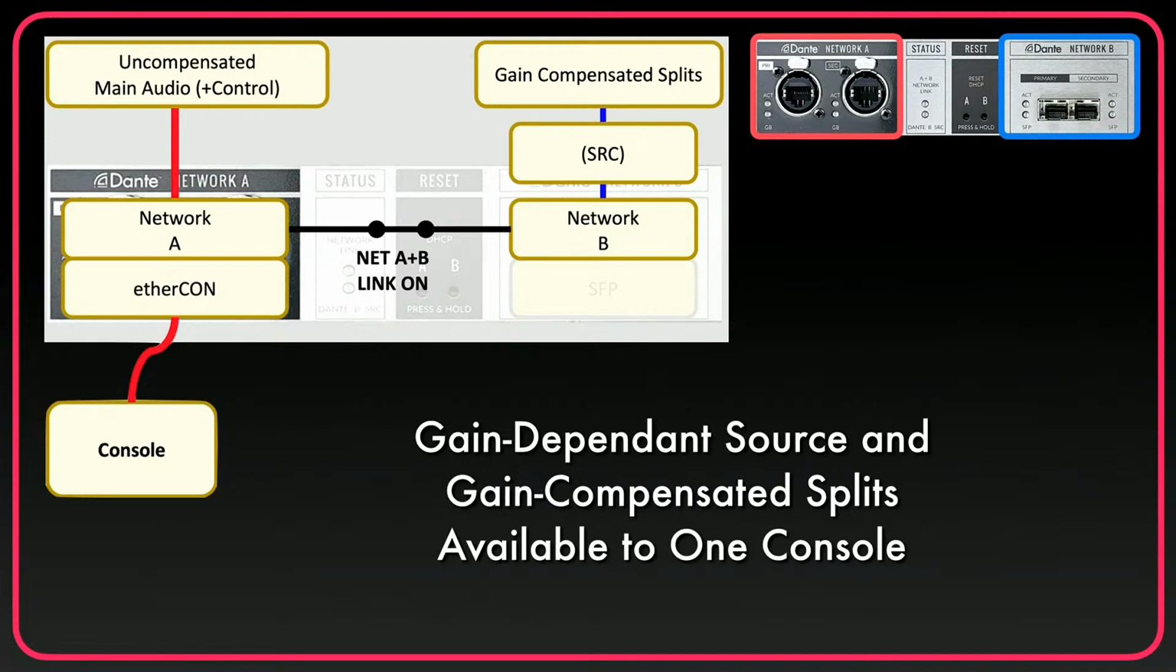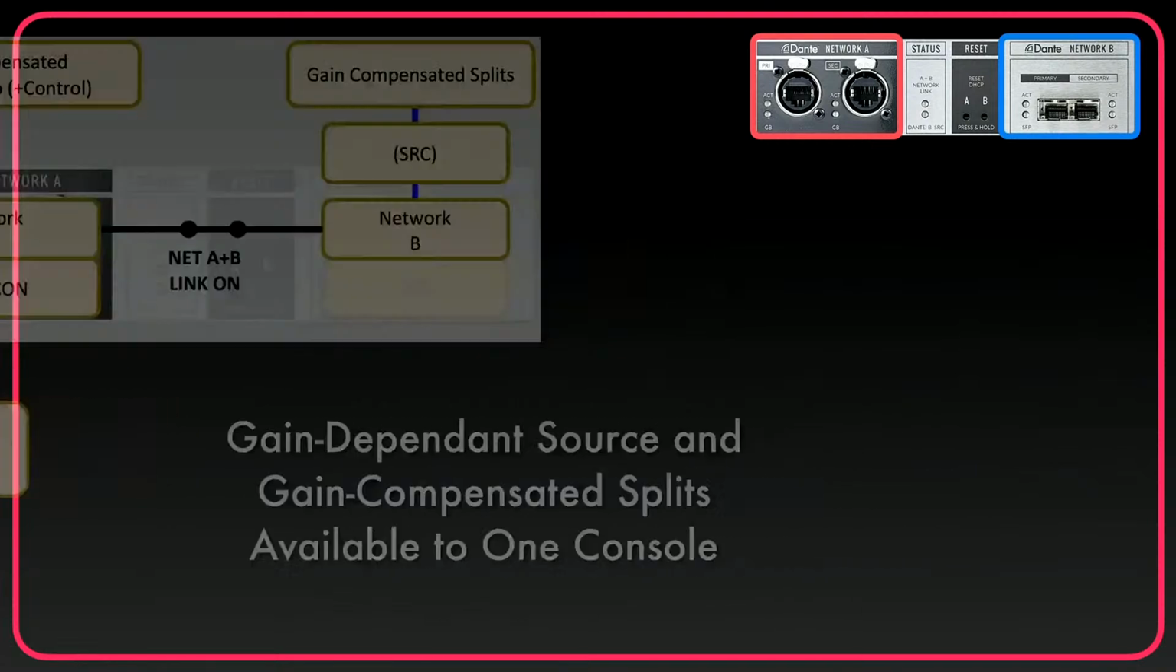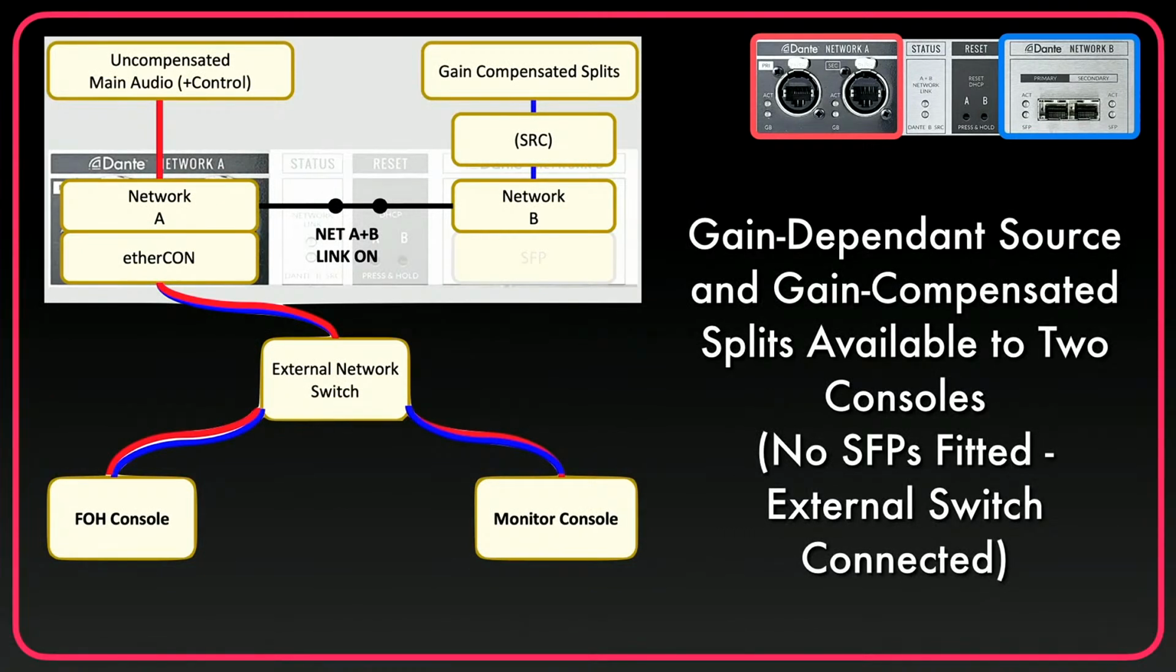So you can actually have an external console, and you can control the preamps in this particular stage box. But you can also have gain compensated splits as well. You can do that through one console. Now, if you want to have a front of house and monitors, and this is all going out of just the Ethercon cable, so we're not using fiber here, you can have an external switch, and the front of house can have access to the gain, and when the gain is changed by front of house, the monitor does not see that. So the gain does not change for the monitor console if they're choosing to use gain compensation.